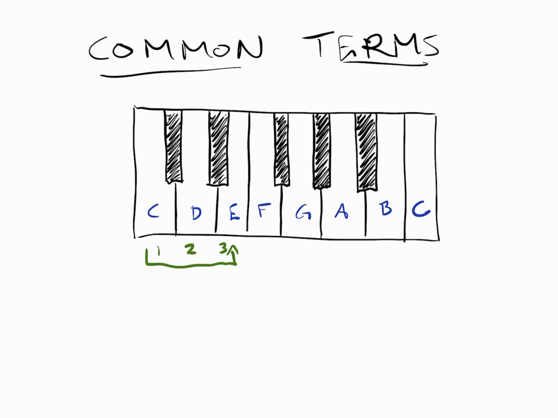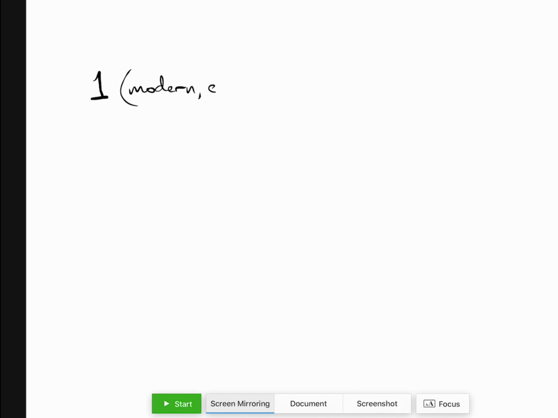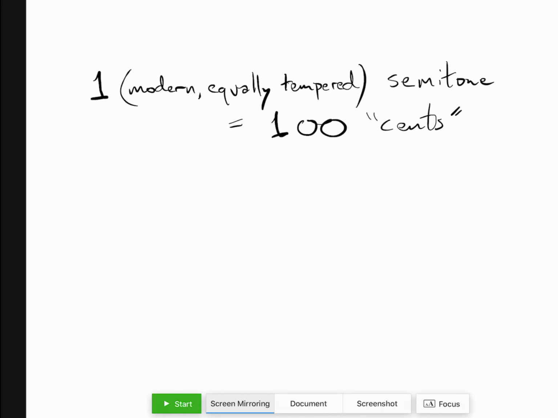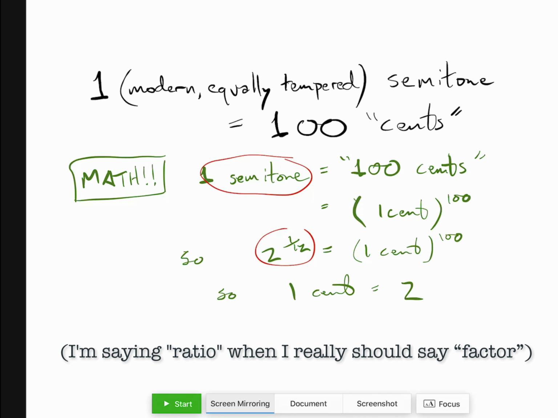This interval is called a major third. It's 4 semitones. This is also a third, but it's a minor third because it's only 3 semitones. We also have intervals of major second, major sixth, major seventh, etc. When talking about scales and tunings, there's a useful unit called a cent. An equally tempered semitone is equal to 100 cents. Since a semitone corresponds to a ratio of 2 to the 1/12, a single cent corresponds to a ratio of 2 to the power of 1 over 1200.